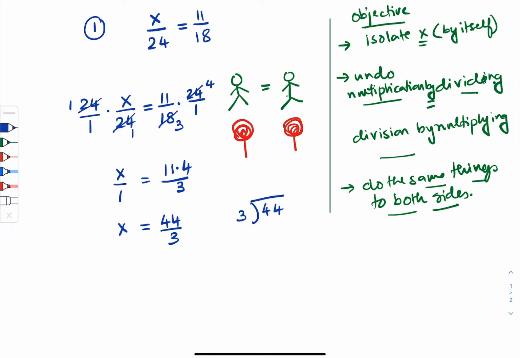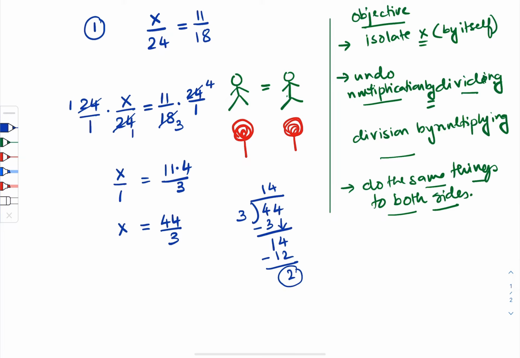So put the 3 out there. If we divide the 44 by 3, 3 times 1 is 3. Subtract: 4 minus 3 gives you 1, and then I drop the 4 down. So 3 times 4 is 12.